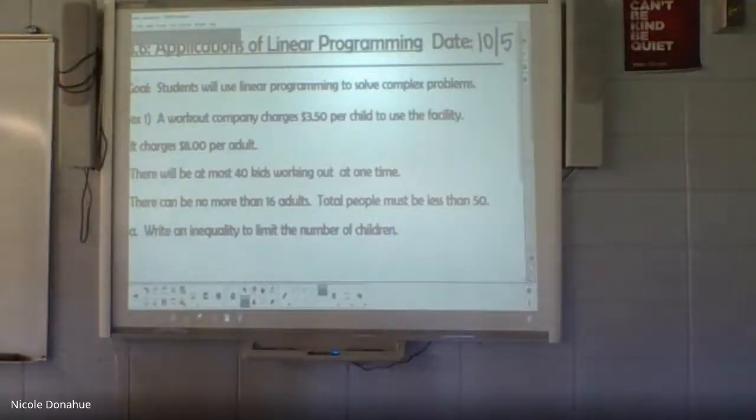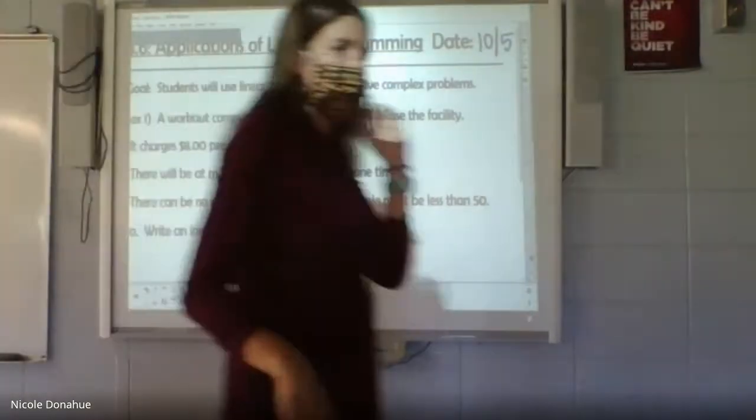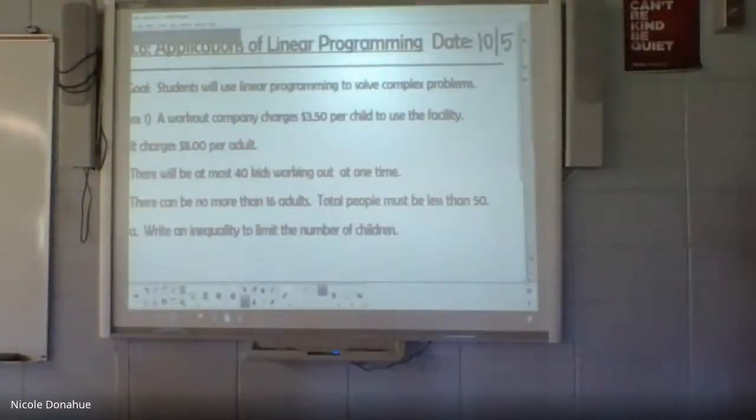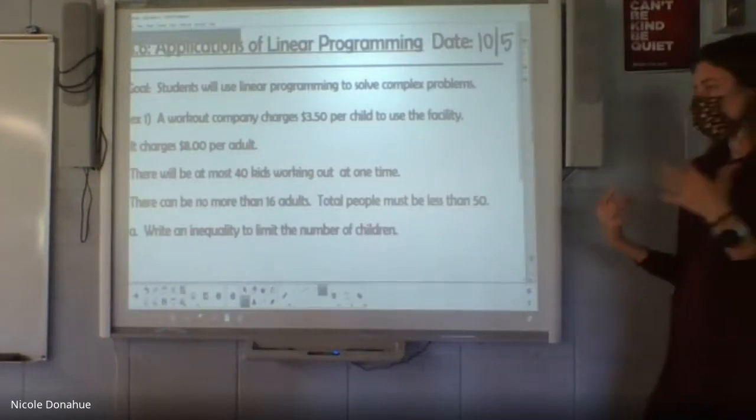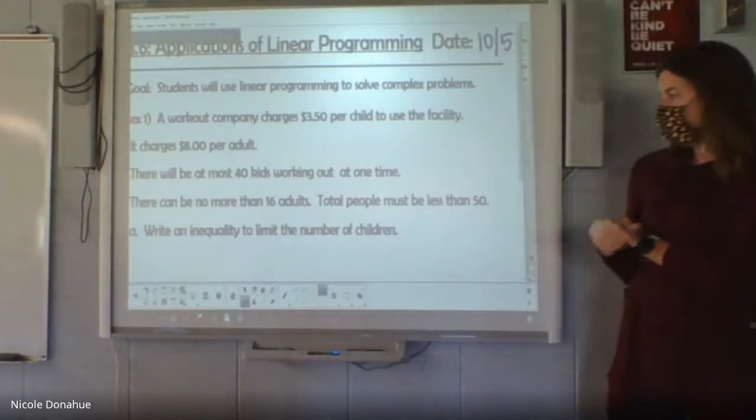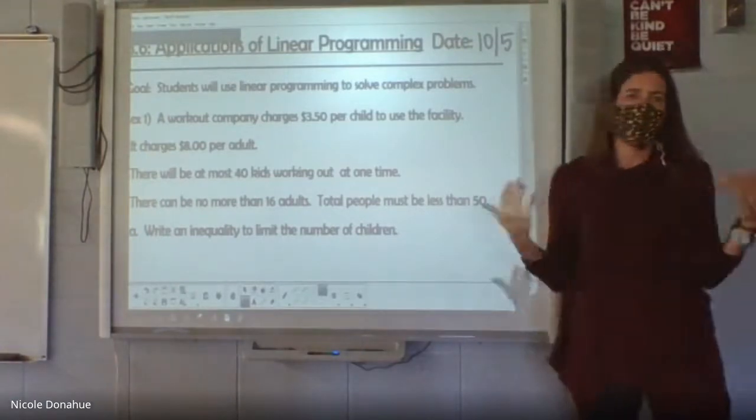Now, this is almost even more so. There will be at most 40 kids working out at one time. So, COVID regulations here, and this actually was before COVID, but now it sounds more applicable. They limit how many people can be in the workout facility at one time. And no more than 16 adults, because adults are bigger. The total people must be less than 50, so we have that limit.